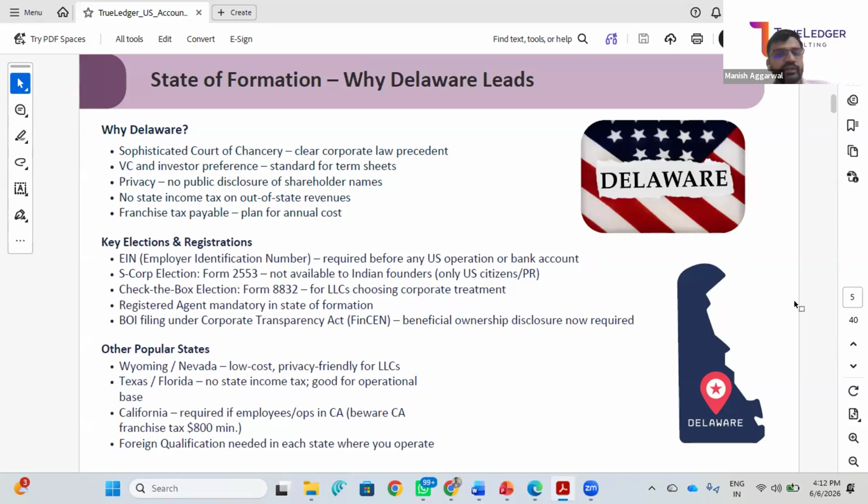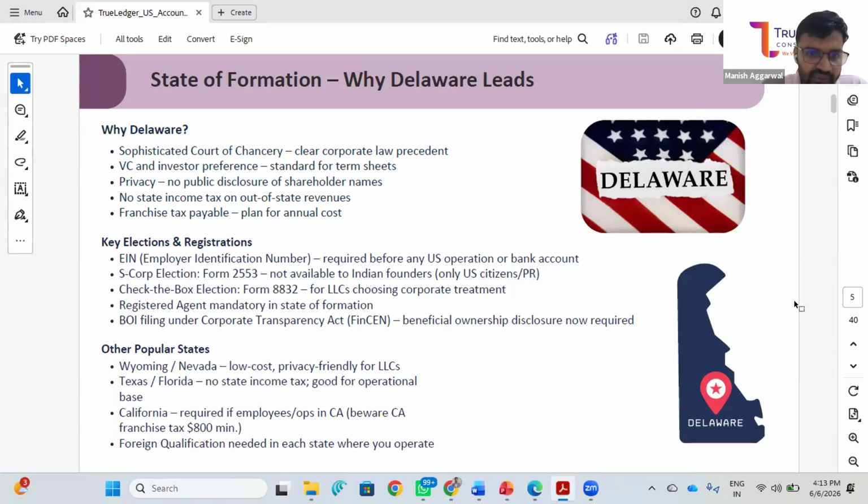For example, one of the most popular states everyone would know is Delaware, which is the state where most of the companies form their head office. The reason being it has a very flexible corporate law. VCs also recognize this state and it is widely accepted. There is privacy; the beneficial ownership requirement is not there. There is no state income tax as well.